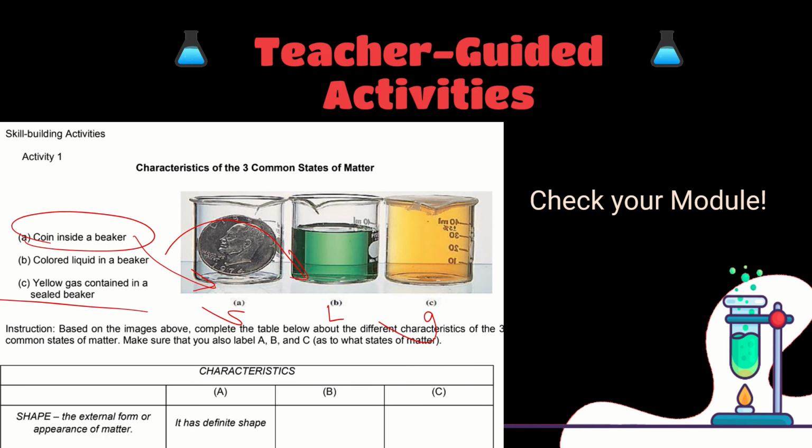For the liquid, kung ano yung container natin, yun yung magiging shape niya. So, no definite shape. And then, for the gases, syempre dahil kagaya siya ng liquid na mataas ang kanilang fluidity or the ability to flow, wala rin siyang definite shape. So please continue on in filling up the table.